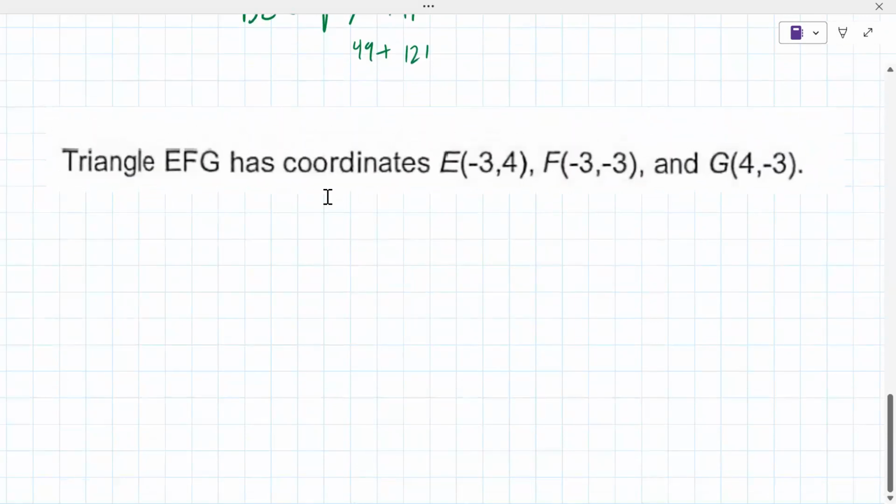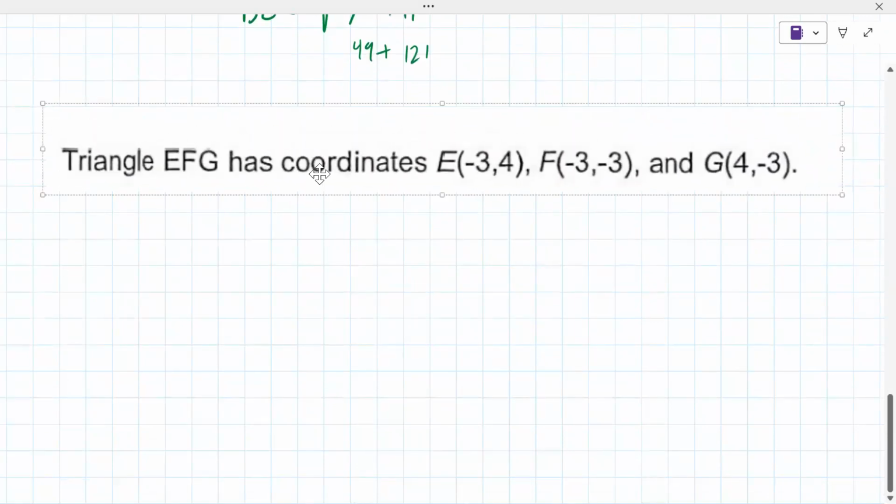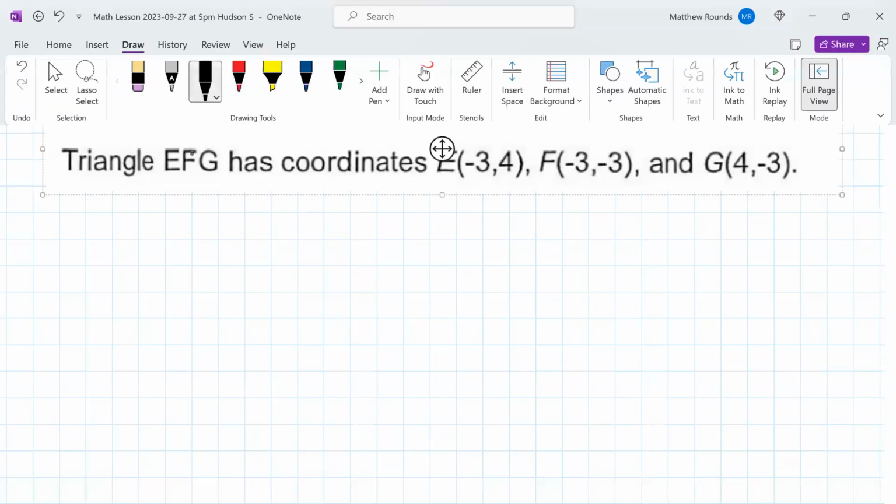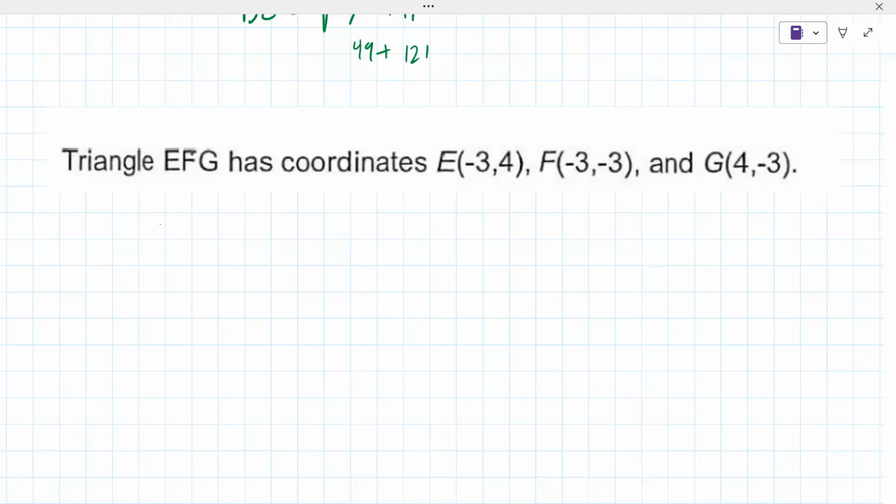Right. So if you've got some more room, I would like you to draw this triangle on your paper. We're going to do the same thing. We're going to draw big right triangles around it if we need to.